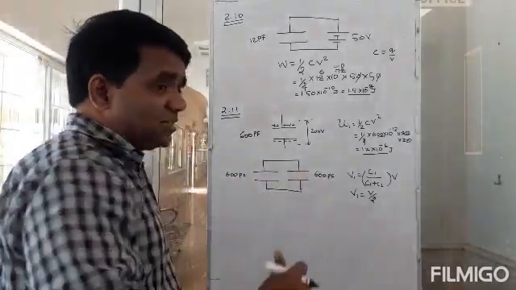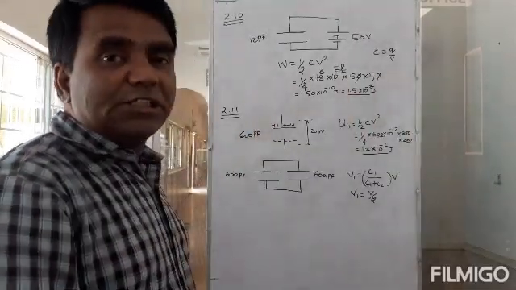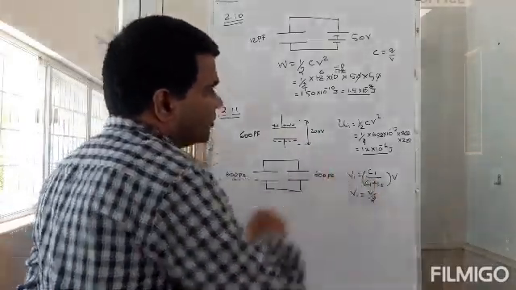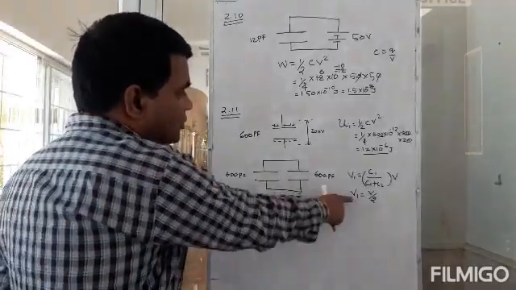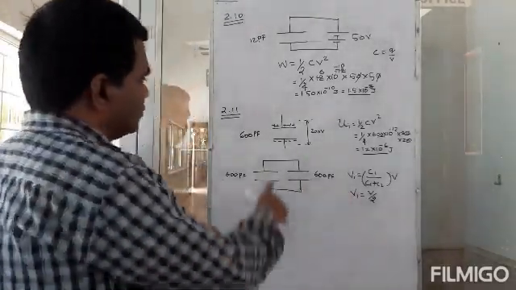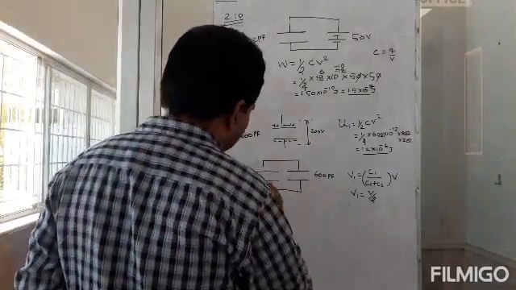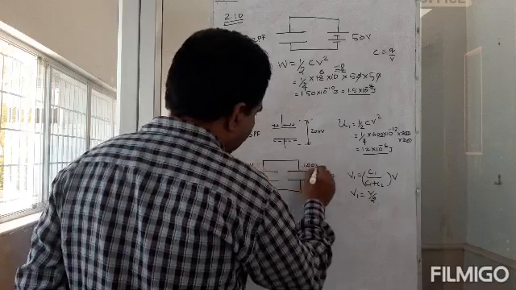If the second capacitor has a different capacitance, then the final voltage will not be half of the original voltage. That will be governed by this formula. Okay? But since C1 is equal to C2, we are going to get V by 2. So 200 volts was before. Now the final voltage will be 100 volts. Okay? Here also is 100 volts.